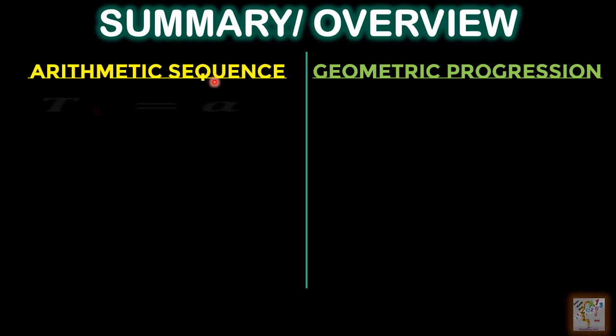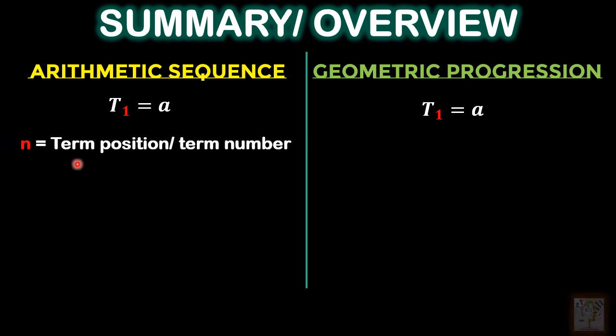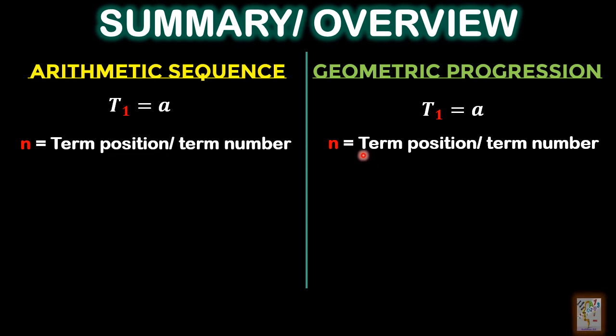Firstly, in arithmetic sequence, T1 is equal to A. The same thing applies in geometric sequence, T1 is still equal to A. This is the same. Secondly, n represents the term position or the term number. Even in geometric progression, n is equal to the term position or the term number. So they are similar with these 2 features.